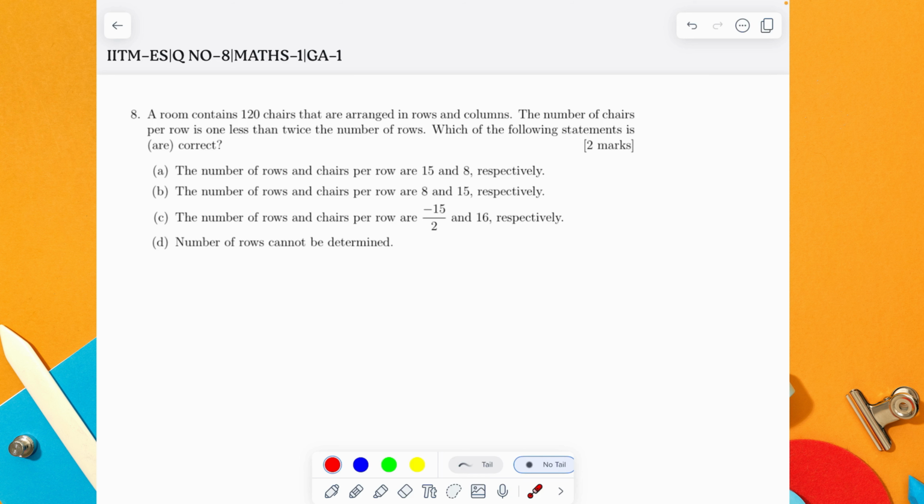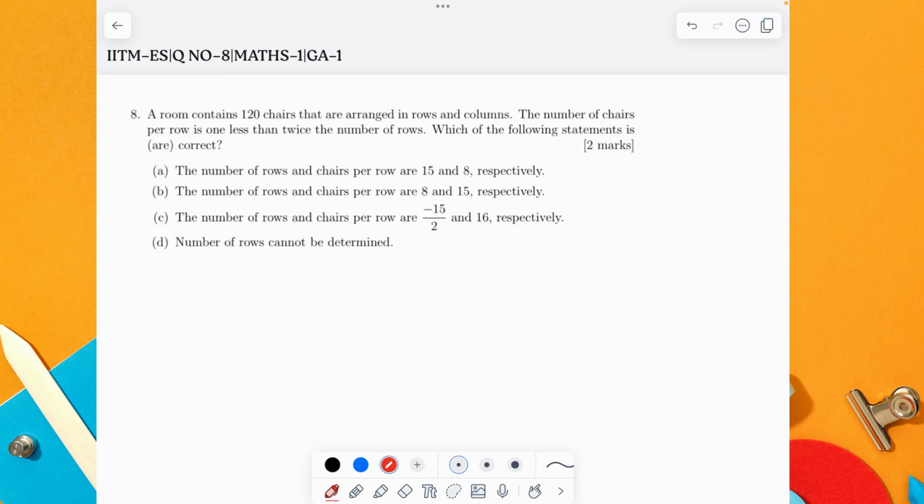So here they have said a room contains 120 chairs that are arranged in rows and columns. The number of chairs per row is 1 less than twice the number of rows. Now they are asking which of the following statements are true. So solving from the given logic, we should conclude from the answer options. That's all. Okay, now let us solve.